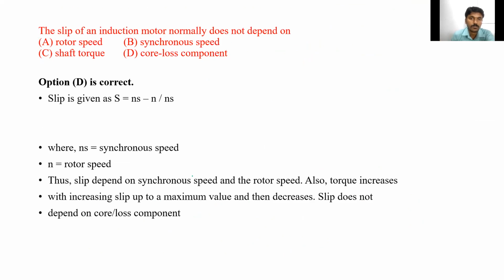Next, the slip of an induction motor normally does not depend on the rotor speed, synchronous speed, shaft torque, or core loss component. Here we know the formula: S is equal to (Ns minus Nr) upon Ns. Is it clear? The slip of an induction motor normally does not depend on what? Slip depends on the synchronous speed and also on the rotor speed. Does it depend or not?